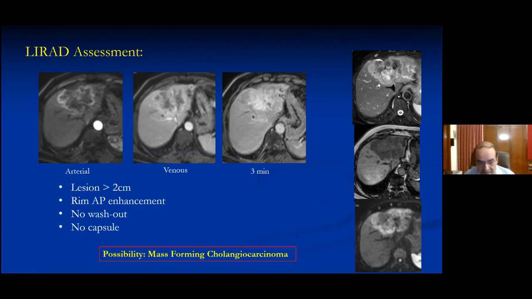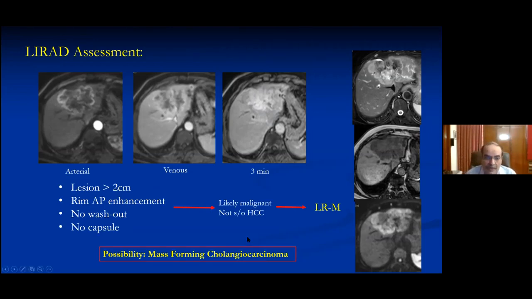It's larger than 2 centimeters, shows you rim enhancement, does not show washout, there is no capsule, there is subtle biliary dilatation, and there is some delayed enhancement. This on LIRAD is classified as an LR-M. It is likely to be malignant, but is not suggestive of HCC, and this is likely to be a mass-forming cholangiocarcinoma. Why is it so important? Because you know that this patient, if you're working in a transplant center, goes off the transplant list because transplants are not done for patients with mass-forming cholangiocarcinomas.